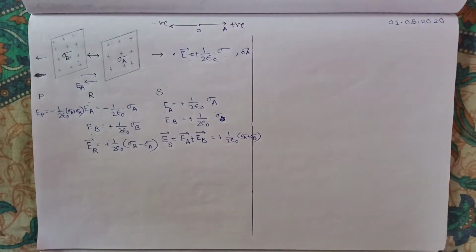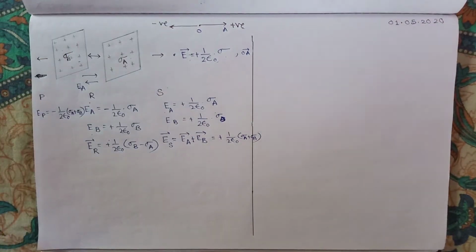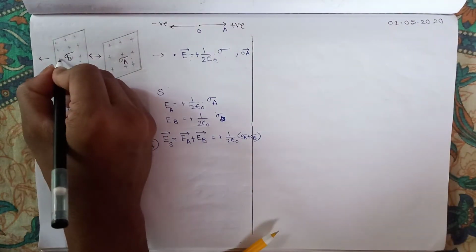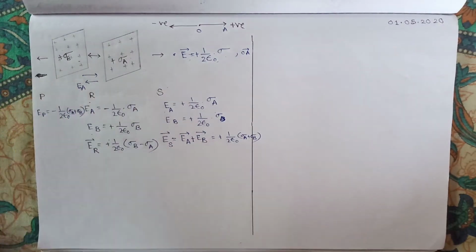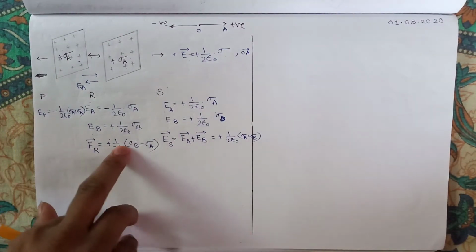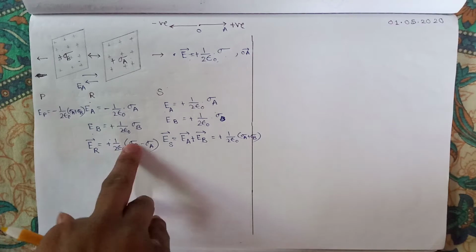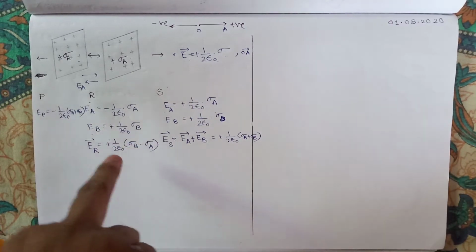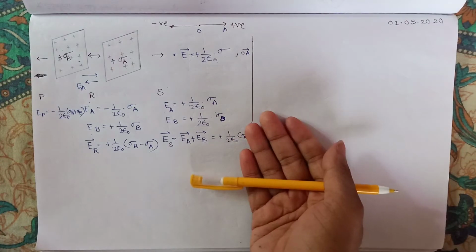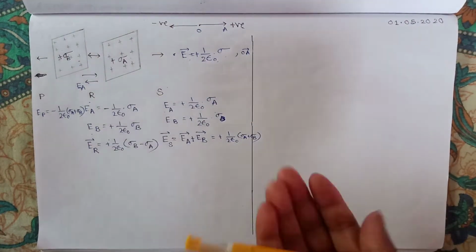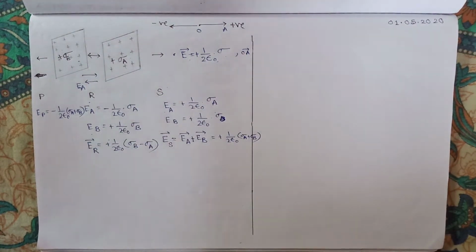Now you may ask, why are we always taking positive plane charge? There is no need to always take positive plane charge. Here the surface charge densities are positive because the charge is positive. If the surface charge densities are negative, instead of plus sigma B just write minus sigma B, and instead of plus sigma A write minus sigma A. Then you will find the equation. That is easy, okay?